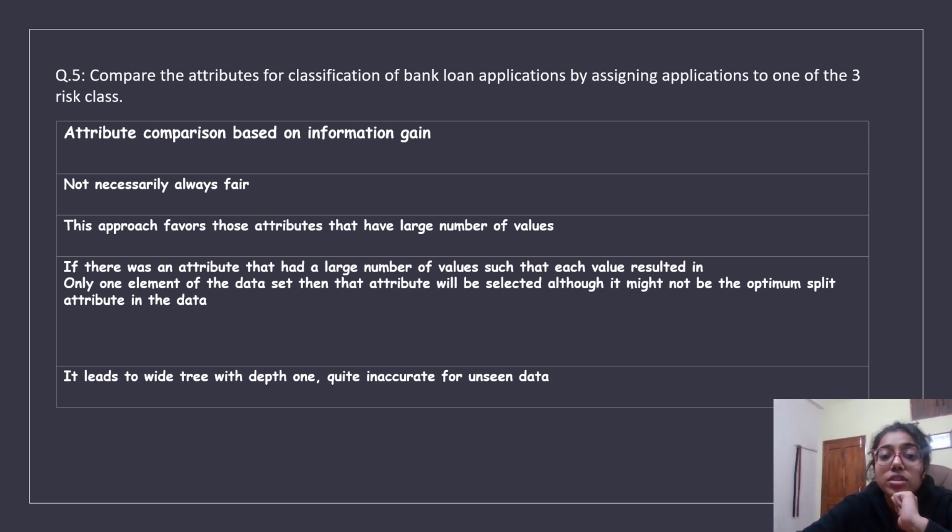So this approach favors, if there was an attribute that had a large number of values such that each value resulted in only one element of the data set, then that attribute will be selected, although it might not be an optimum split attribute in the data. It leads to a wide tree with depth 1, quite inaccurate for unseen data.